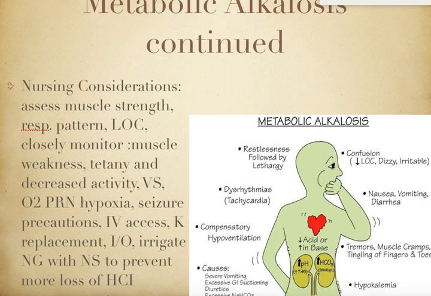Tests, you're going to do an ABG. It's going to show a pH greater than 7.45, a bicarb greater than 26, or normal if it's due to excessive acids.